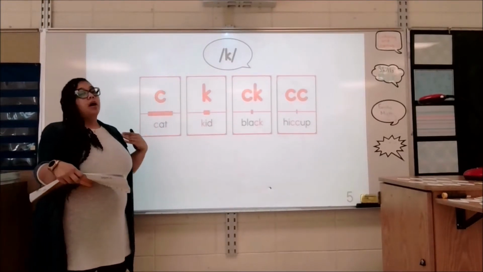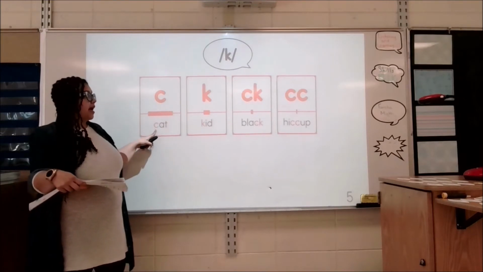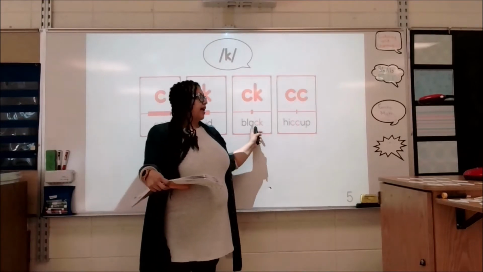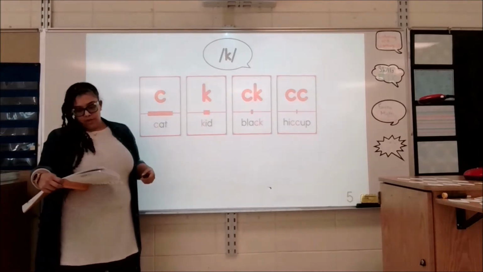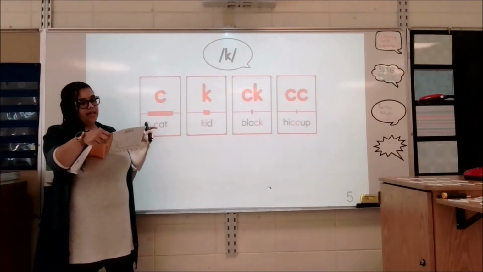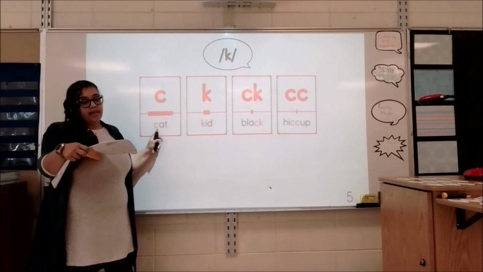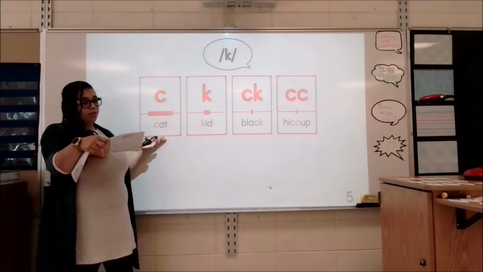use it. So most of the time we're going to use the letter C to spell the sound k. Next would be the K, then the CK, then the CC. So let's look at some of the rules so we know which one's which. Now, C again is the most common spelling. For the beginning of words, if it's followed by an A, an O, or a U, it's probably C.